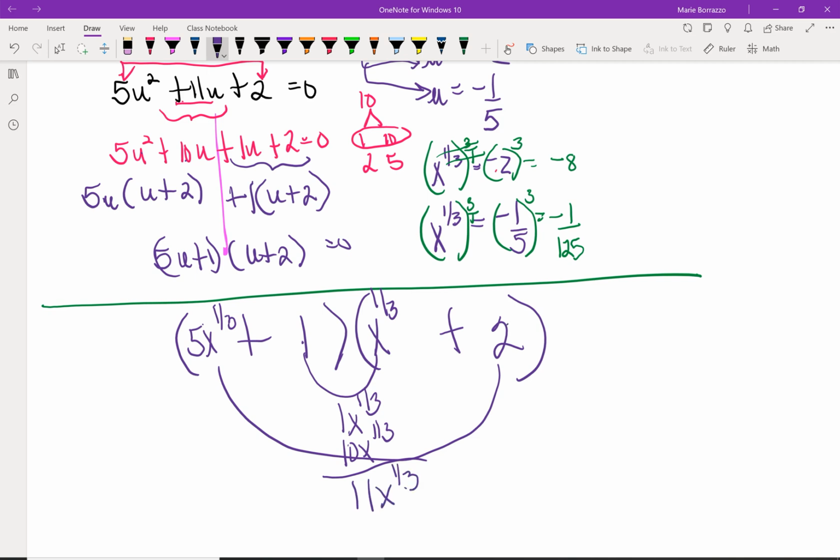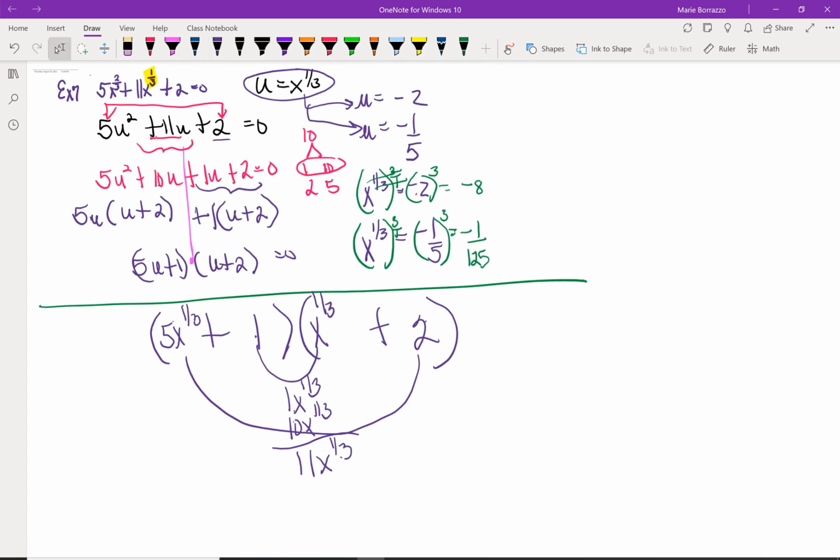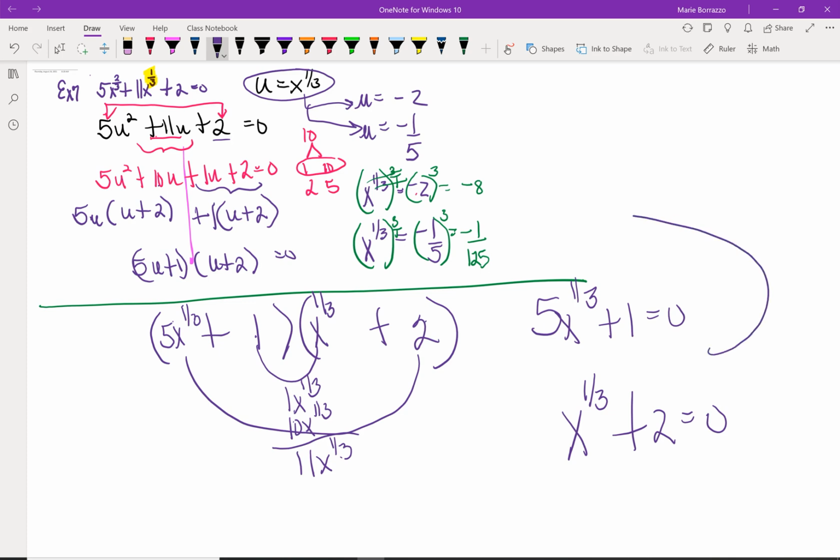The 2 times the 1, obviously that gives you the 2, and the 5x to the 1/3 times x to the 1/3 will give you your 5x to the 2/3. So you're set. At this point, you would just look at the factors. So you have 5x to the 1/3 plus 1 equal to 0, and then you have x to the 1/3 plus 2 equal to 0. And you would subtract the 1, subtract the 2 respectively, and then divide by 5 on the first one. You're still going to go back to the square one where you're doing all this stuff.